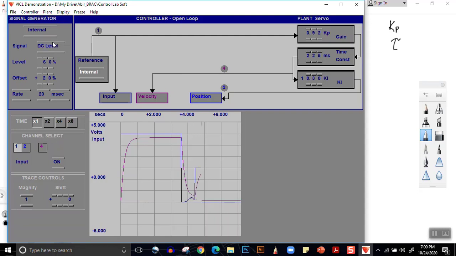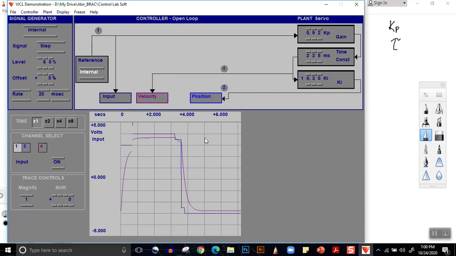Again, if you choose DC level, you can see that in DC level, this is 0 volt, this is 1 volt. So the effect of level is not there. Only the offset of 20% is active. So we do not actually need the DC level. We need the step response, and we can turn the offset to 0.